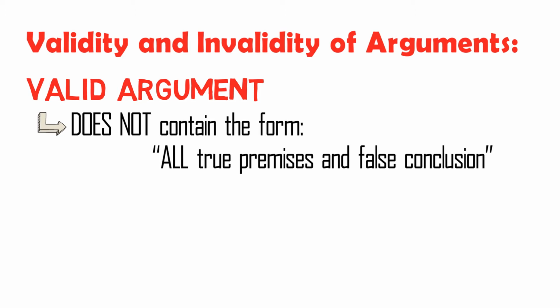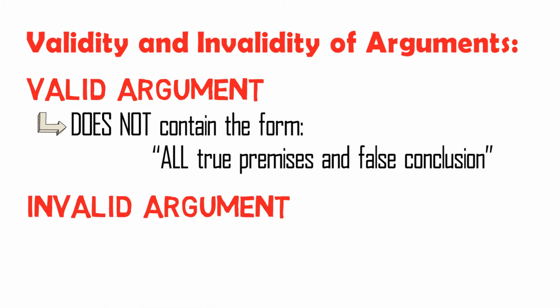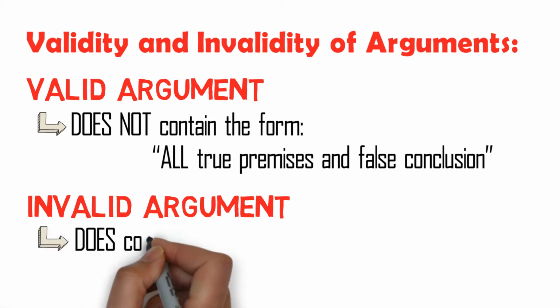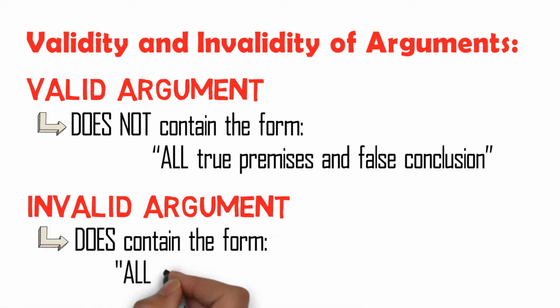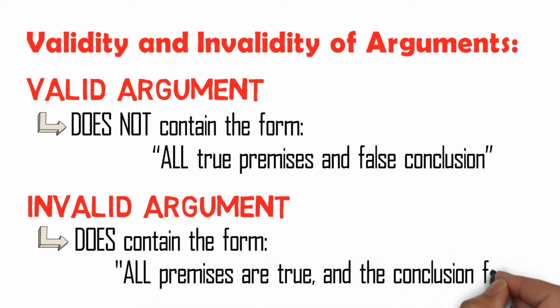On the other hand, a truth-functionally invalid argument form is an argument that is composed of propositions that have truth-functional forms, such that it is possible for its premises to be all true and its conclusion false. In other words, an argument is invalid if all of its premises are true and its conclusion false.